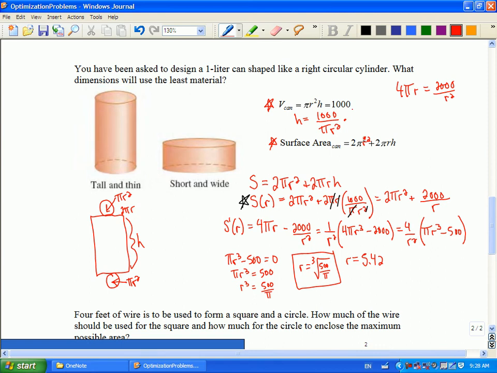So I get 10.84. So the height would be 10.84, and the radius would be 5.42.